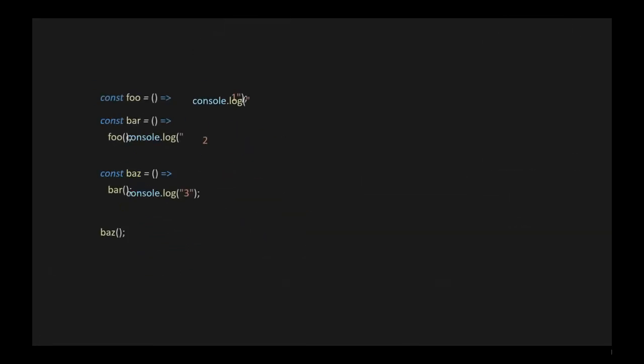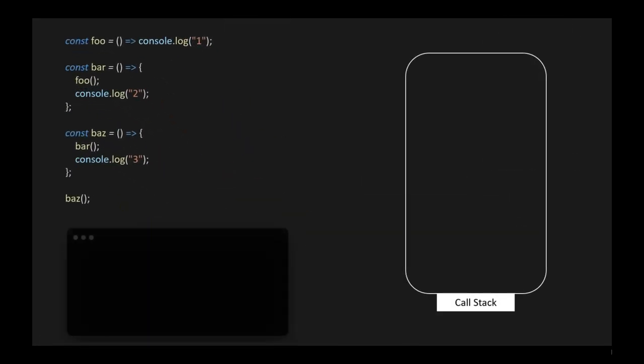Let's see JavaScript runtime in action without any asynchronous tasks. I've created 3 functions, foo, bar, and baz. When we call the baz function, it'll call the bar and the bar will call the foo function.